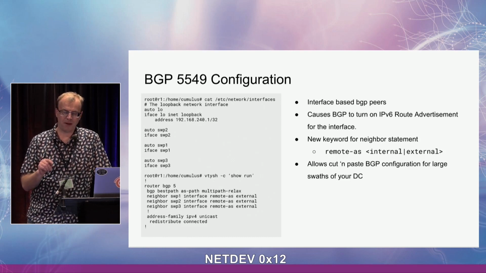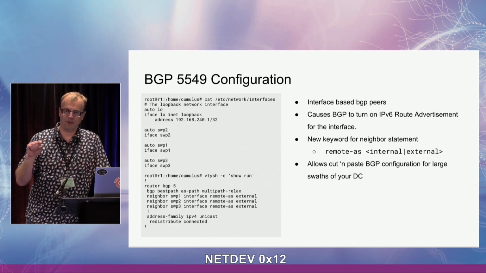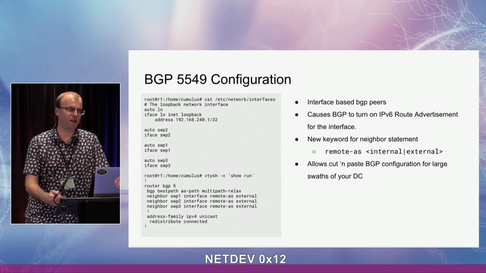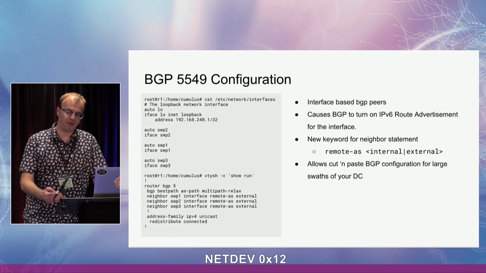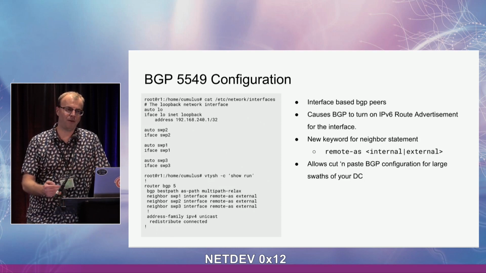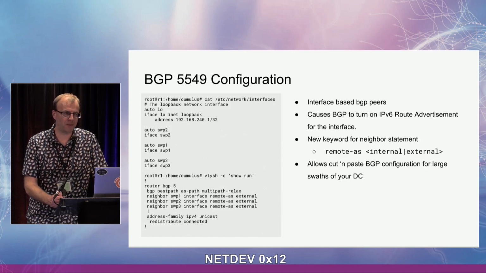The remote AS, we've added a feature to FRRouting called remote AS internal external, and what that basically means is that if I write internal, I expect the autonomous system from my neighbor to be the same as myself. And if it's not, I'll reject it. And the second one is external. If I receive a different AS than mine, I will accept it and reject the same. So why is this good?